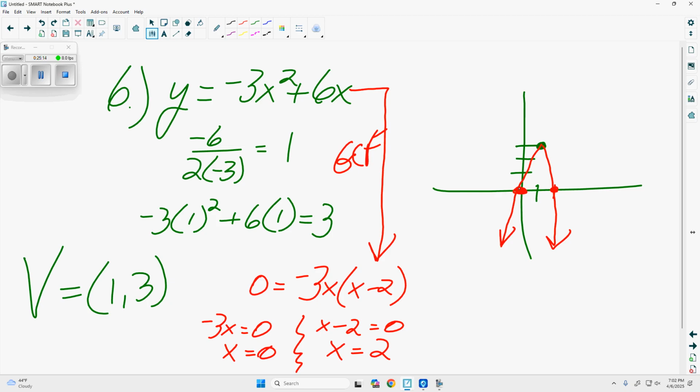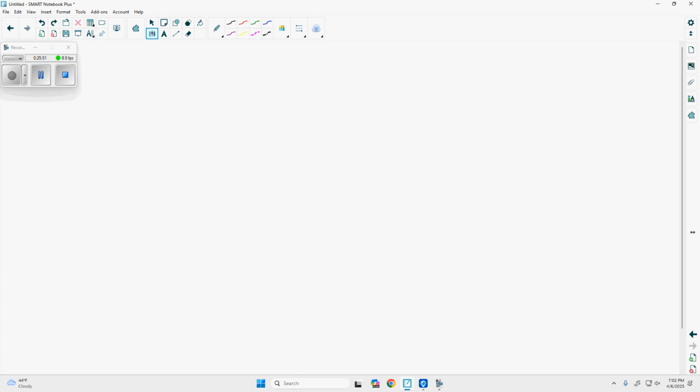Now, wouldn't it be nice to know what type of parabola we're going to have, if it's going to have two x-intercepts, or one x-intercept, like a double root, or no x-intercepts? Wouldn't it be nice to know? Well, through the world of mathematics, I can show you how to determine, without even graphing, how many x-intercepts there will be.